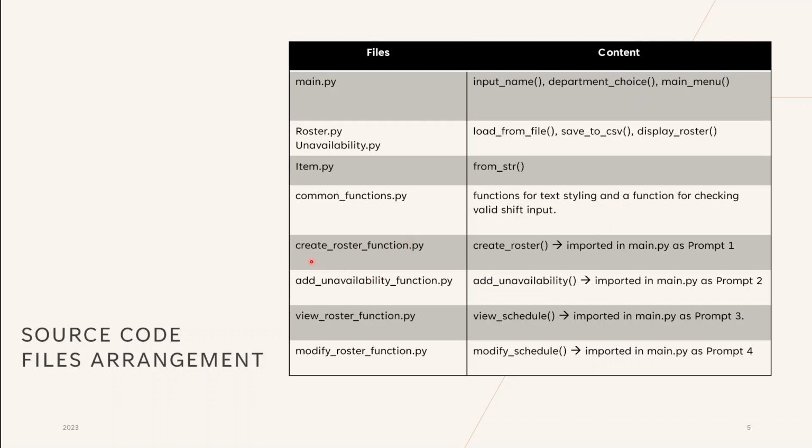The common_function.py is the file that contains all the functions for text styling and the functions for checking valid shift input. The create_roster_function.py is the file that contains the create roster functions, which is imported in main.py as prom1. The add_unavailability_functions.py is the file that contains the add unavailability functions, which is imported in main.py as prom2. The view_roster_function.py is the file that contains the view schedule functions, which is imported in main.py as prom3. And lastly, the modify_roster_function.py is the file that contains the modify schedule functions, which is imported in main.py as prom4.